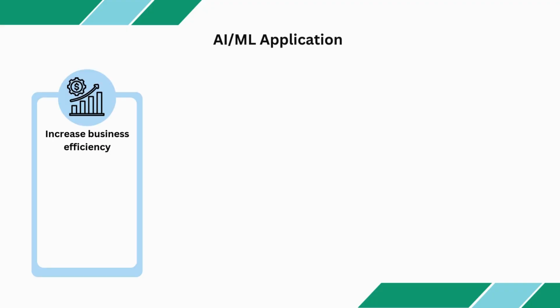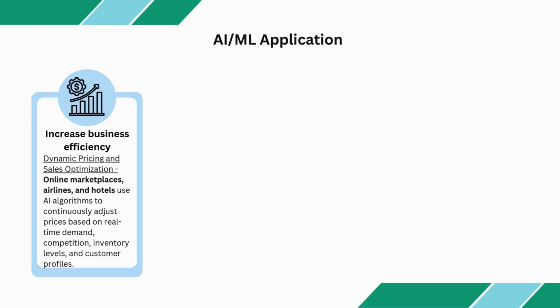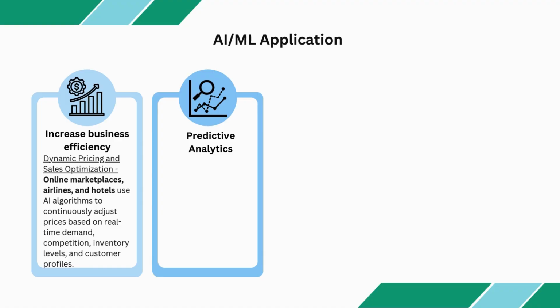Okay, let's start with when we should be using AI and ML. The first use case would be increasing business efficiency. An example here is dynamic pricing and sales optimization. Online marketplaces, airlines, and hotels use AI algorithms to continuously adjust prices based on real-time demand, competition, inventory levels, and customer profiles.